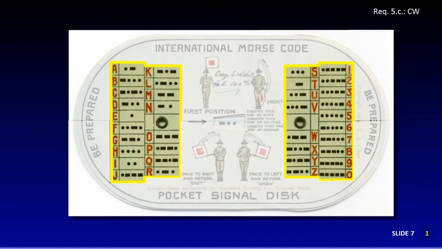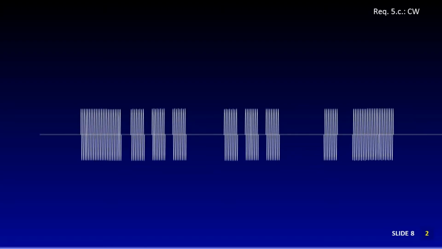Morse code goes way back to the 1800s. Find the letter V and you'll see those 3 dits and 1 da, as we just talked about. Let's look at one more. Take a look at the string of CW dits and das. What might the operator be sending?